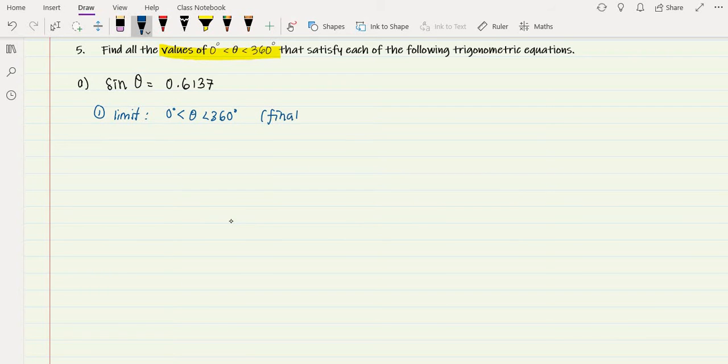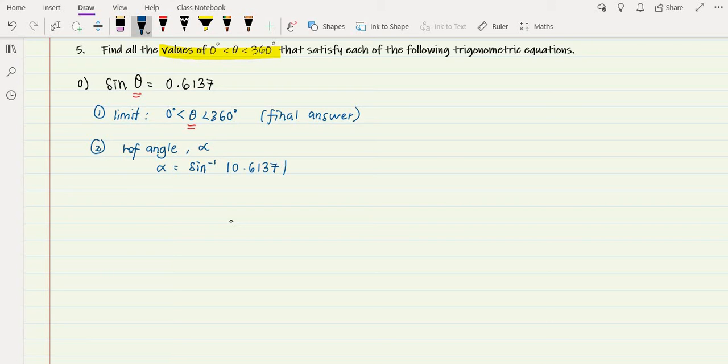This is for our final answer. So we can just check if our calculation will have a different limit. But there's no worry because both are in theta. So we just proceed with the second step. We need to find our reference angle or basic angle, which is our alpha. So alpha is equal to arcsine of modulus 0.6137. Please remember you must not forget the absolute value symbol.